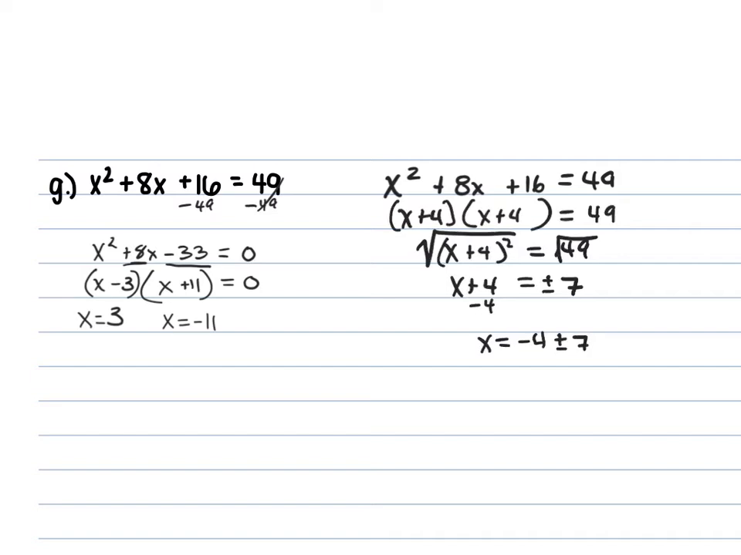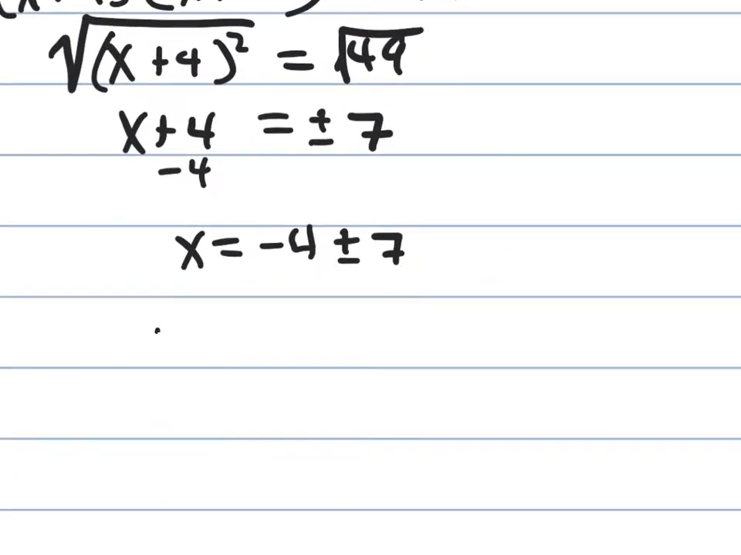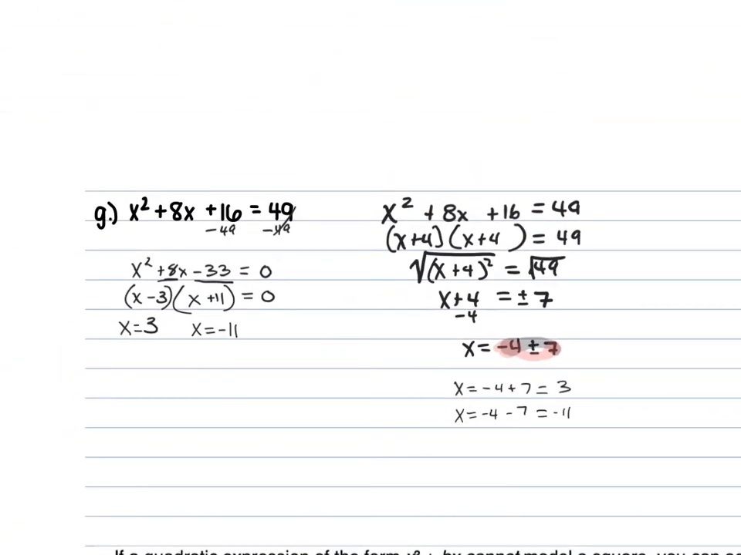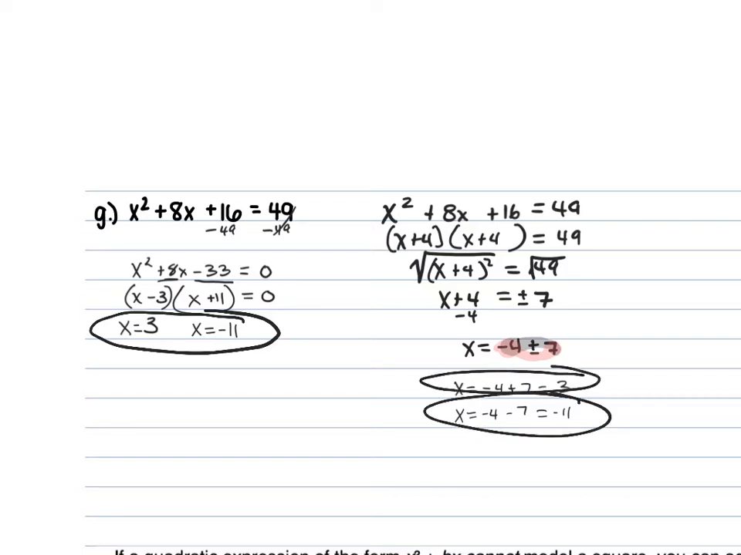Now, that doesn't look like the same answer. However, it is. x equals negative 4 plus 7, that's this. Look, negative 4 plus 7. It's also negative 4 minus 7. And let's see what those two things end up being. Yeah, negative 11. So we get 3 and negative 11. But which one's right? You could choose this one that gives you the answers 3 or negative 11, or you could choose this one that gives you the answers 3 or negative 11. Whichever sets of 3 and negative 11 you want.